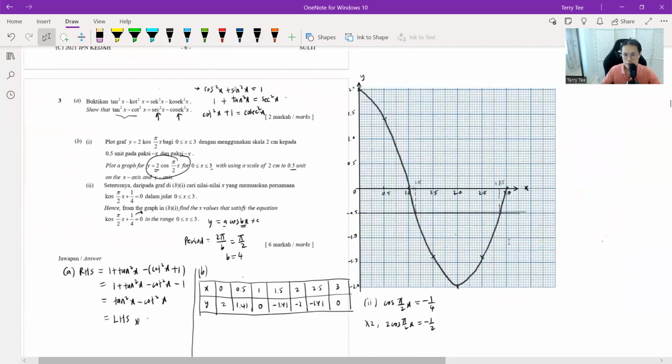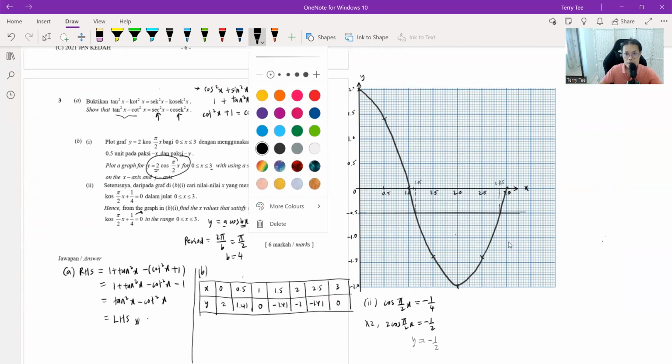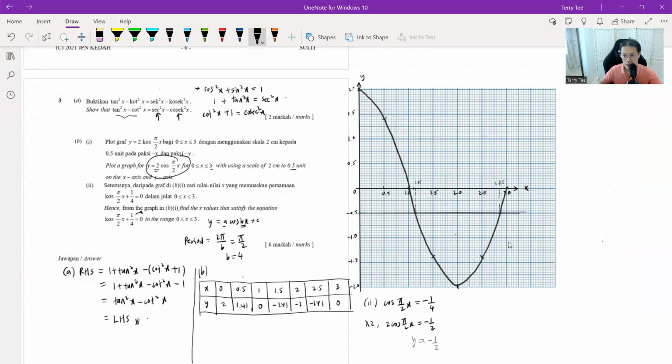Okay, from here we say from the graph, the solution to this equation is the intersection, because you're drawing y equals negative half and intersecting it with the original graph. So from the graph, we are finding this exact solution. Normally when you sketch a graph, we find the number of solutions. When you draw the graph, we find the solution to the equation. Your solution will be x equals 1.15 and 2.85. All right.